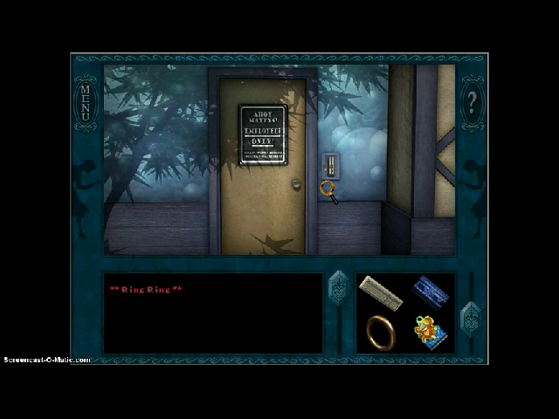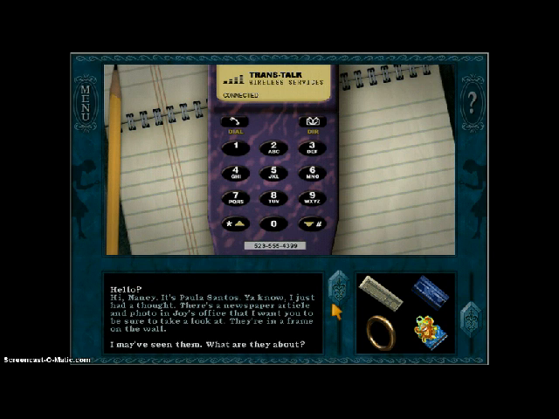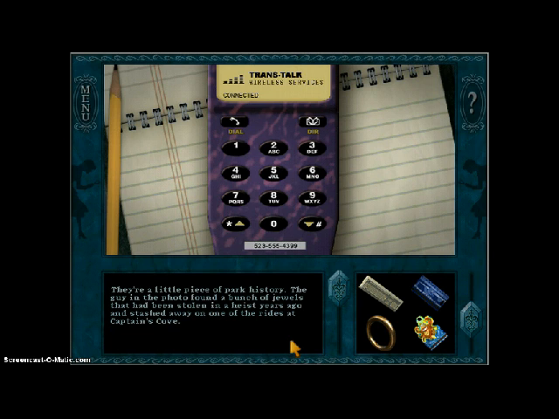Alright, oh, I'm getting a phone call. Hello? Hi, Nancy. It's Paula Santos. I just had a thought. There's a newspaper article and photo in Joy's office that I want you to be sure to take a look at. They're in a frame on the wall. I may have seen them. What are they about? They're a little piece of park history.